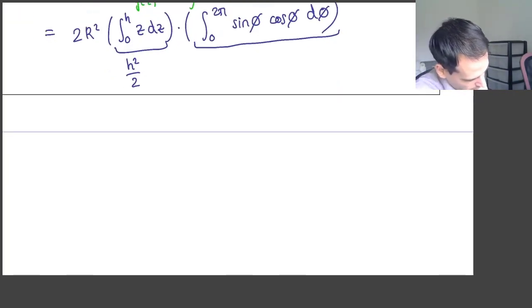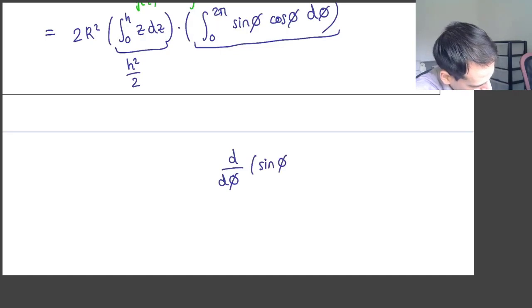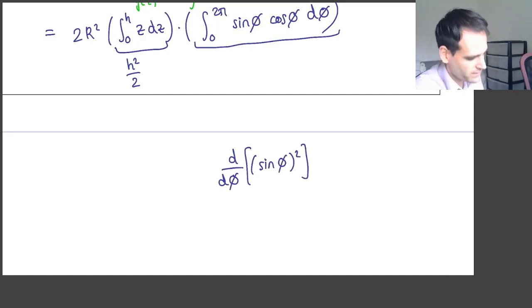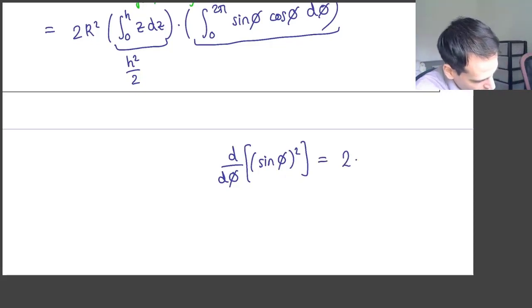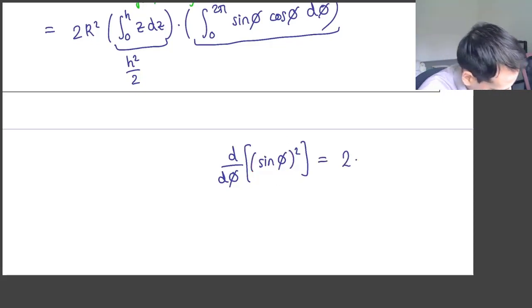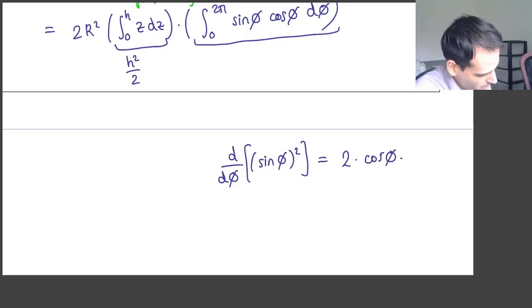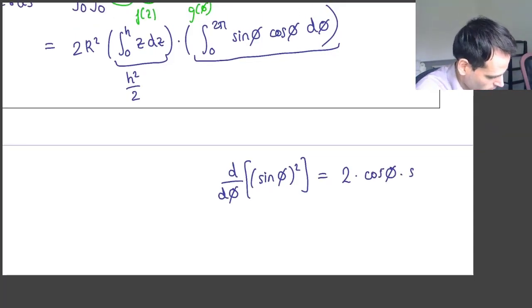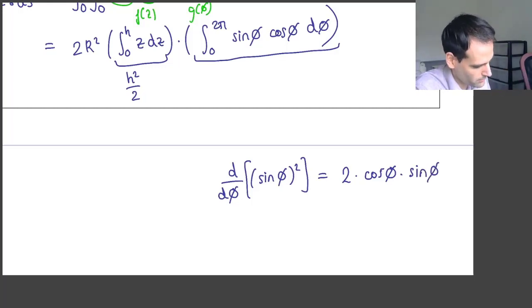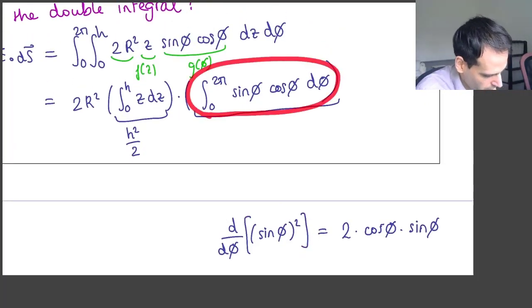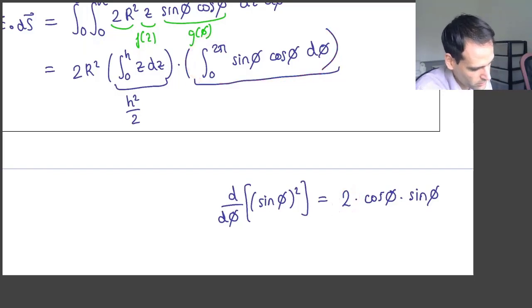So think about it. What is the derivative with respect to phi of sine of phi squared? You know this will be equal to 2 times the derivative of what is inside the bracket, which will be cosine, times sine, the bracket with the power reduced by 1. So you get 2 times cosine times sine. That is the derivative of sine squared. But that is almost exactly what you have here, except for the 2. So you just need to divide this by 2.